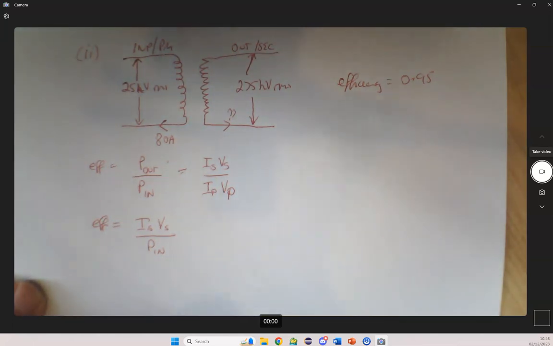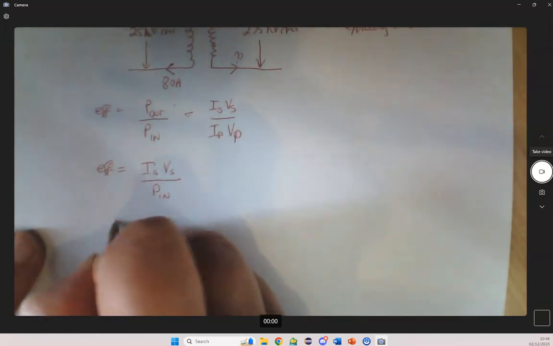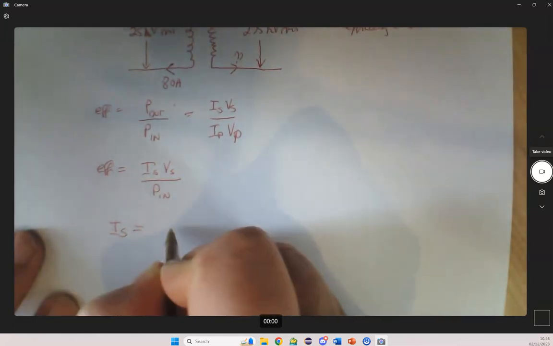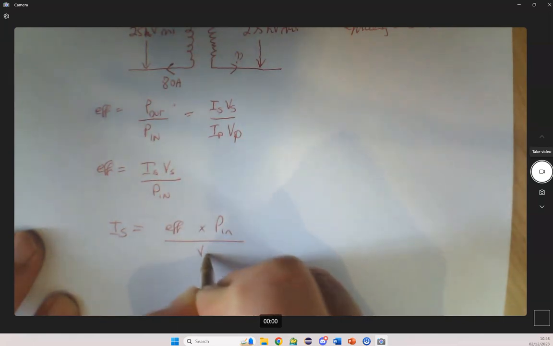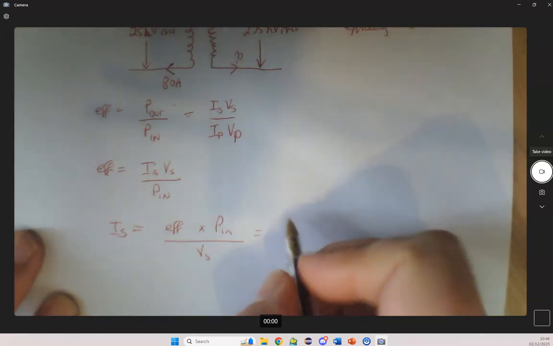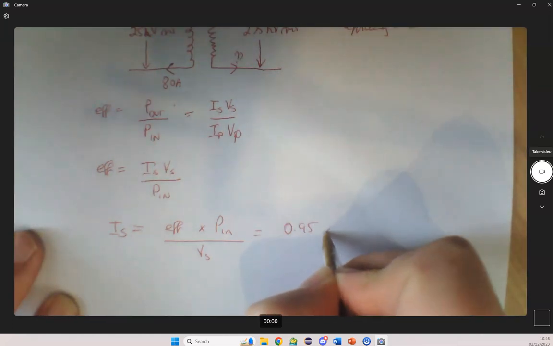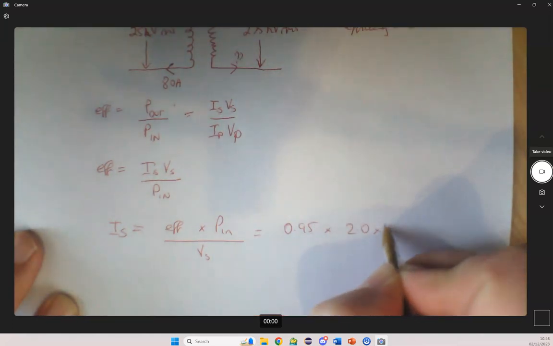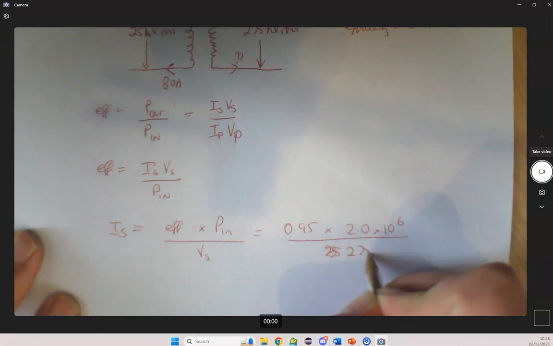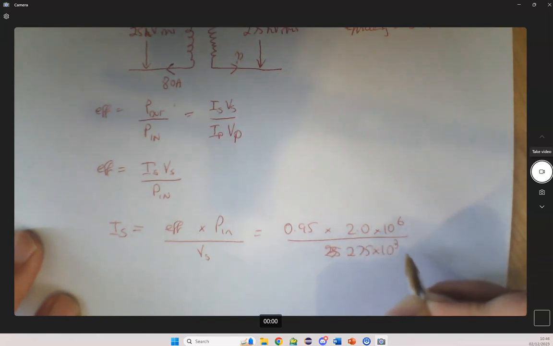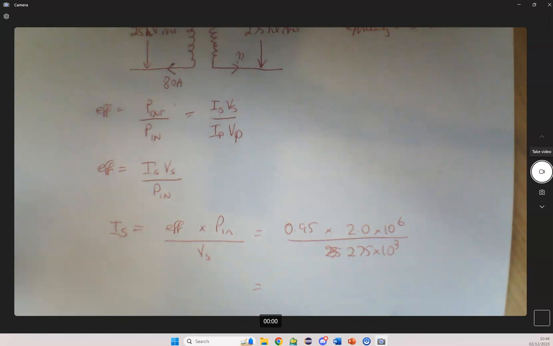I know V_S, I've got to find I_S, so I'm going to rearrange this equation such that I_S is equal to the efficiency times the power in divided by the voltage across the secondary. The efficiency they told us was 0.95, the power in was 2 megawatts, and they told us the voltage across the secondary was 275 times 10 to the 3, so 275 kilovolts.